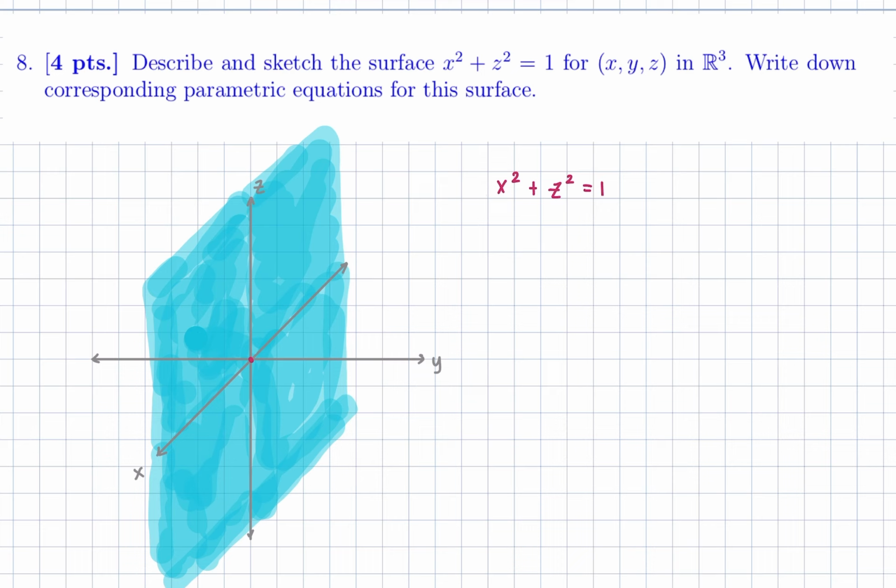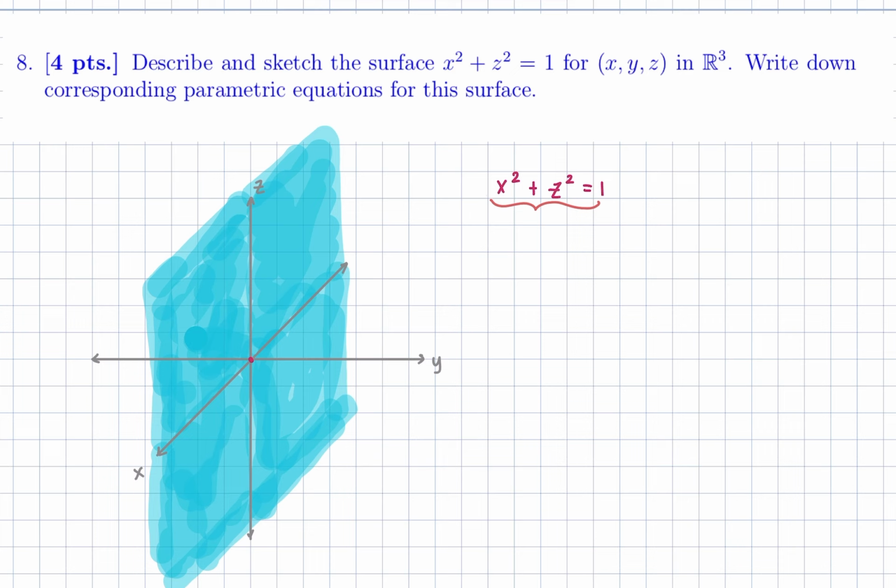Well, when we see this equation over here, we see something missing, and that's that there's no y term anywhere. That means that the equation does not depend on y. So for any y value, x and z just have to satisfy this equation.